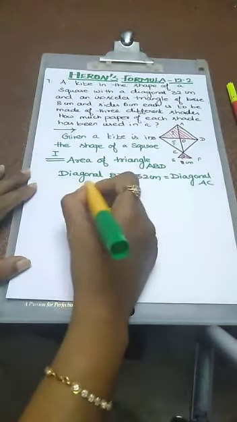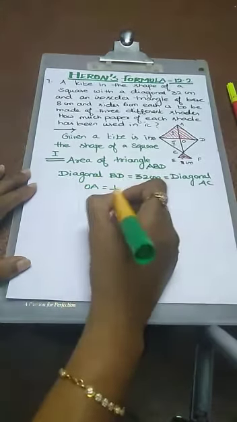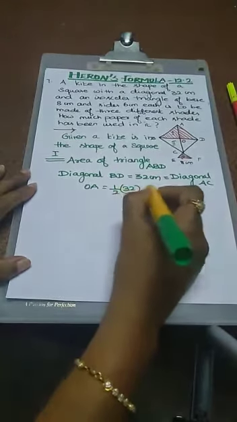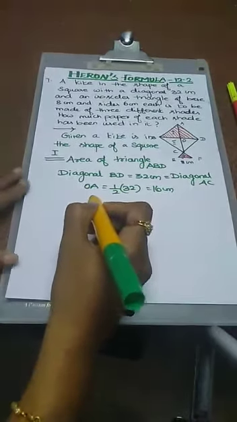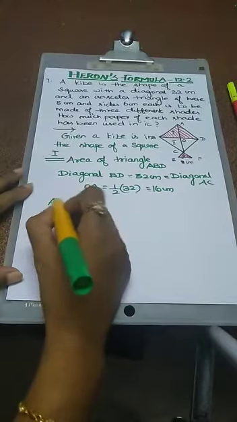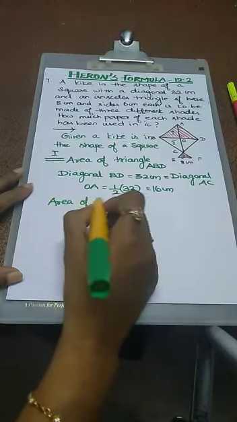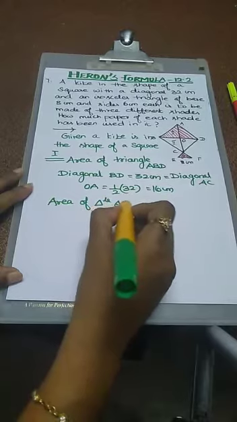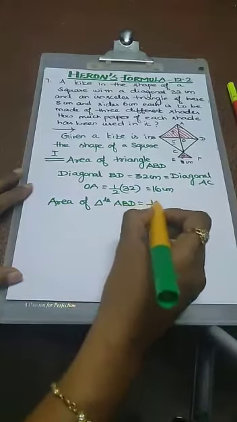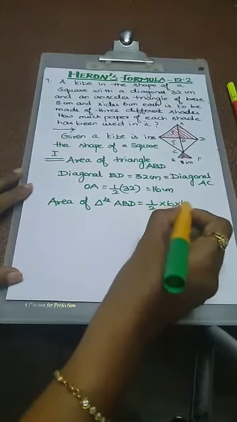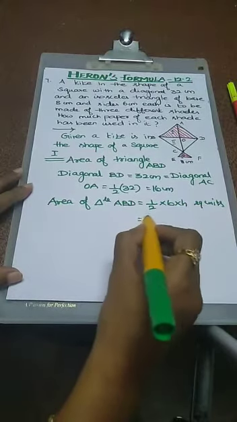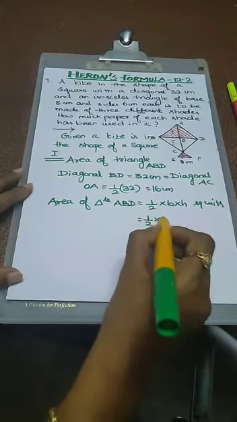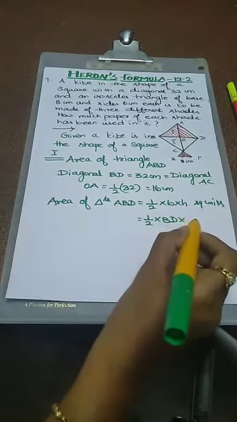So what about the OA value? That is half of 32, that is 16 cm. Now we are going to calculate the area of triangle ABD. Area of triangle ABD is equal to the normal formula, half into base into height square units. So what is the base value? Actually the base is BD and the height is OA.